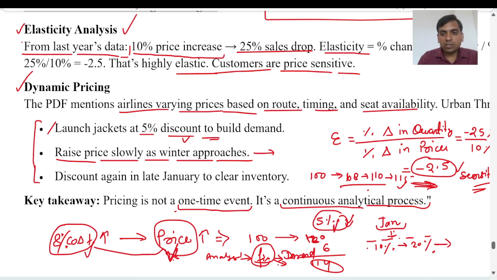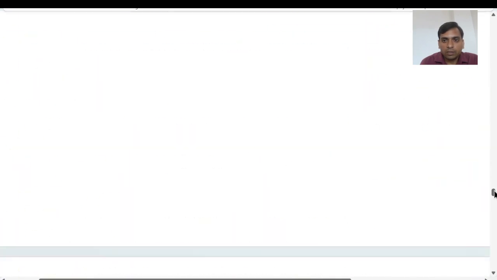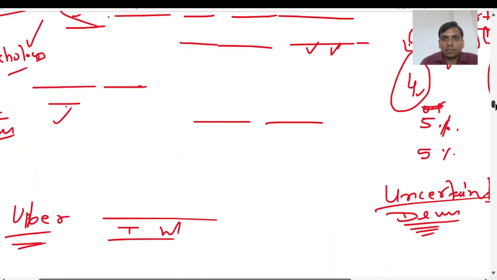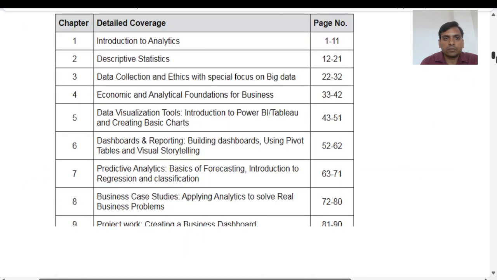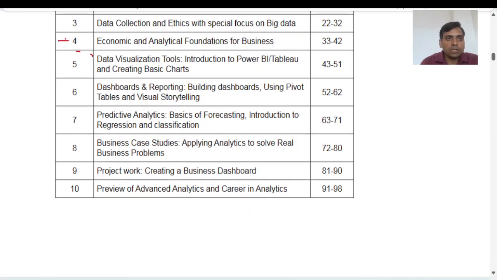If you increase the price of winter clothes in summers, then there is no benefit. But if you increase the price of these winter clothes in the winter season, then there may be a benefit, right? So this is the overall concept of your chapter 4. This is the economics and analytical foundation for business under this program of ICSI.